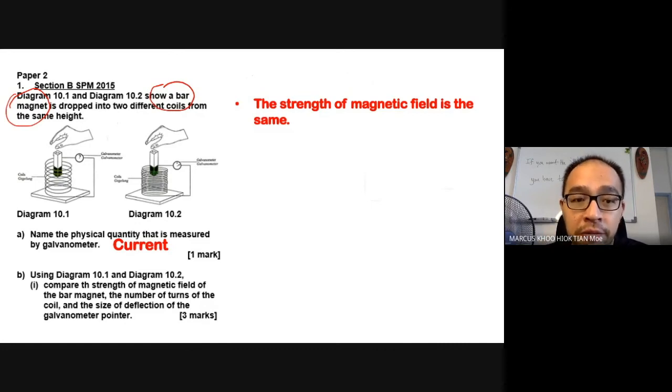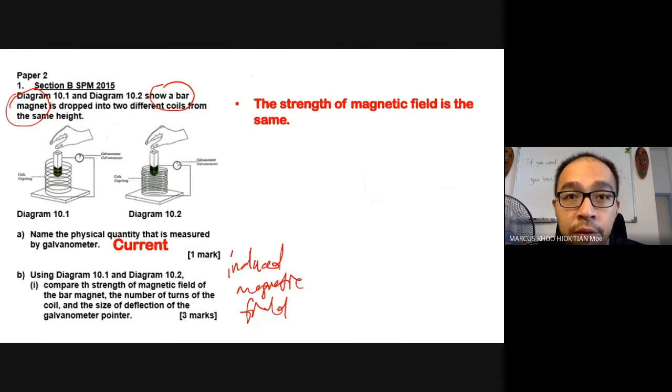The question is very smart. It asks the strength of the magnetic field of the bar magnet. If it said the strength of the induced magnetic field, that means when you put the magnet inside, the coil will have current flow, and therefore it will also have its own magnetic field, right? Then you can say that 10.1 will be a smaller induced magnetic field than 10.2. But the question is actually asking the strength of the magnetic field of the bar magnet, and since it is the same bar magnet, it will be the same strength of magnetic field.